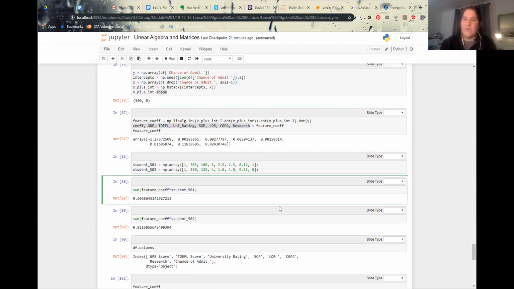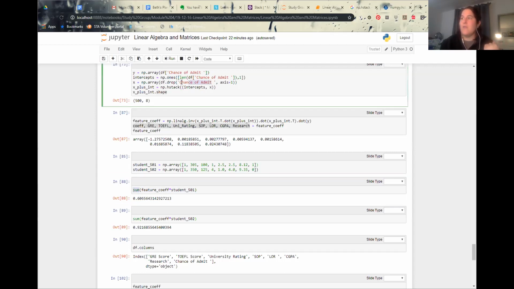And then to solve for their chance of admission, we just multiplied this array here by each of the student arrays. And after we multiplied them together, using the quote-unquote Hadamard product, we summed all of the values that we got out to equal our target variable, chance of admission.